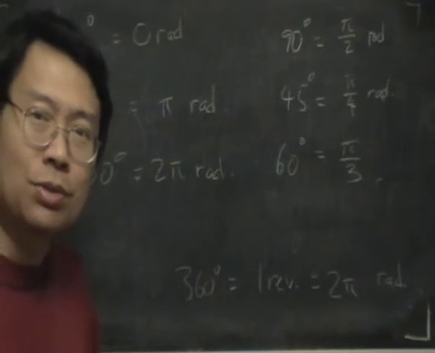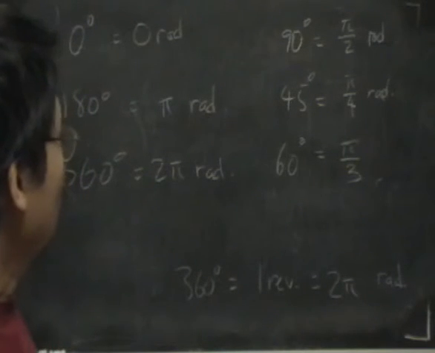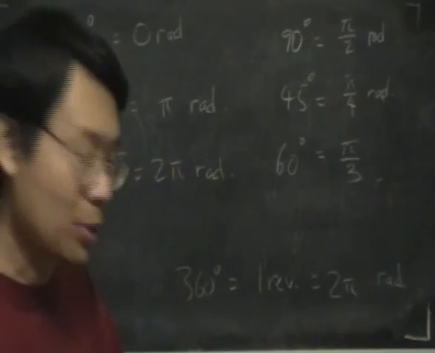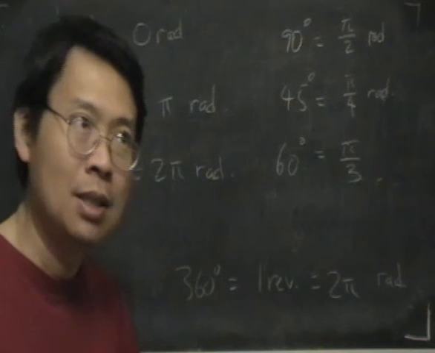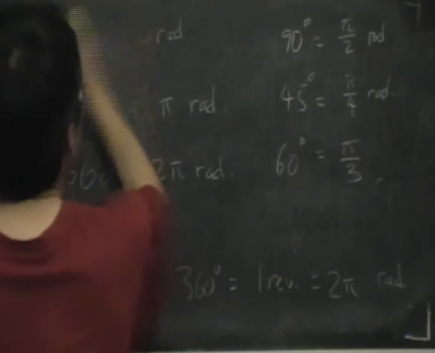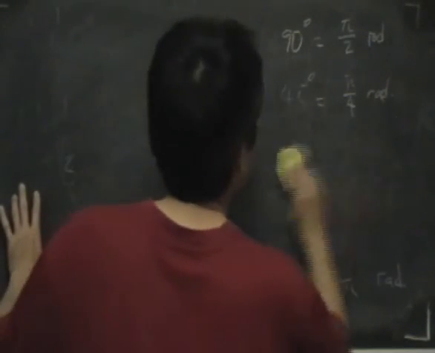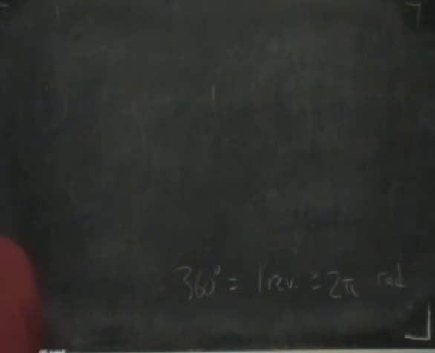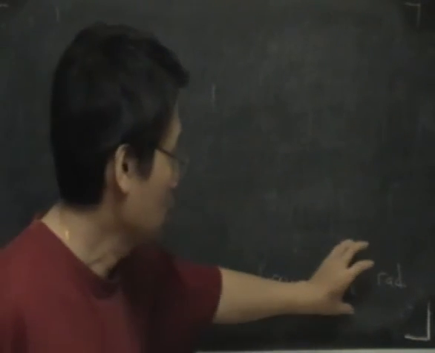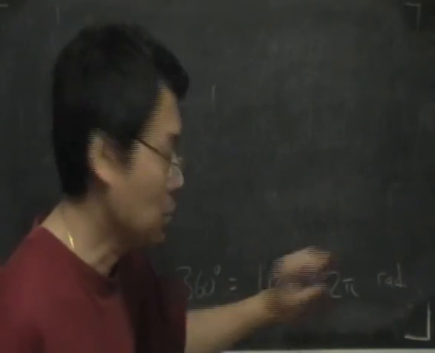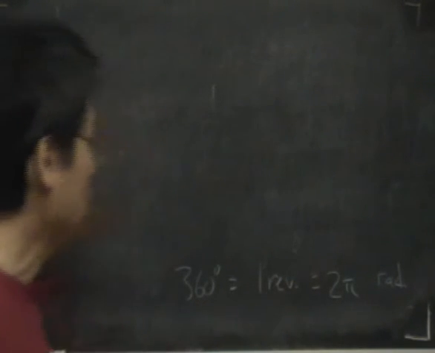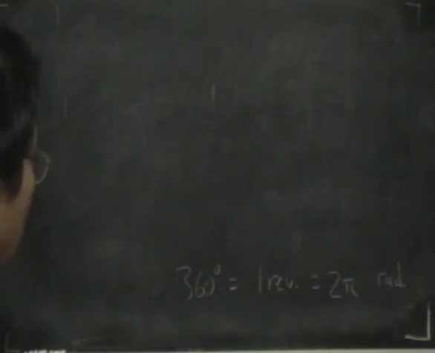But what if it is not one of these angles? What if it's 25 degrees or 47 degrees? What if it's some awkward numbers like that? How do we find the radians? Okay, so in that case, we need to use this relation, 360 degrees equals 2 pi radians, as a way to convert between the units.